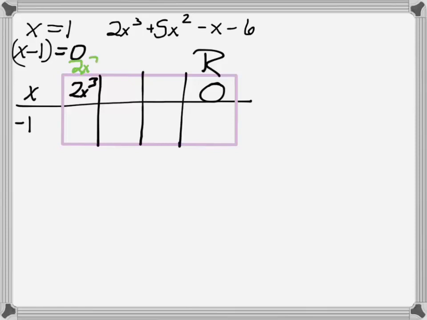2x squared times a negative x is negative 2x squared. Now I'm taking that and trying to create a positive 5x squared. So negative 2x squared plus what is 5x squared? 7x. So now we have 7x squared. I take that and divide it by x, and that gives me what? Times a negative 1 gives me a negative 7.